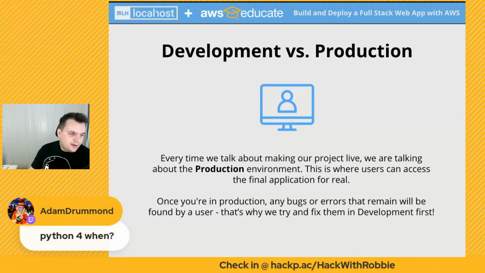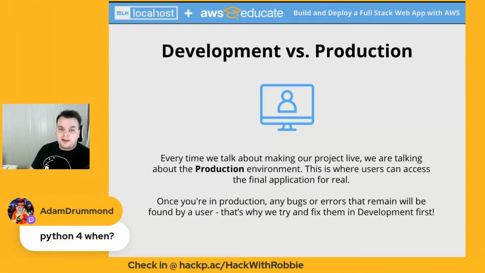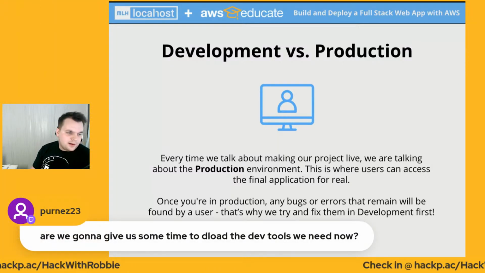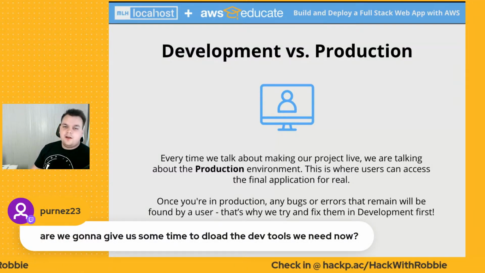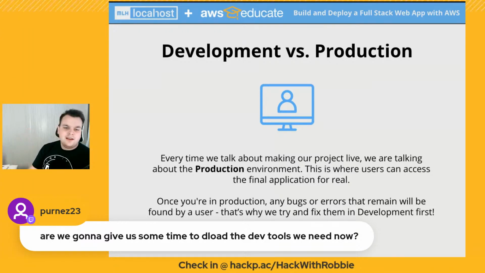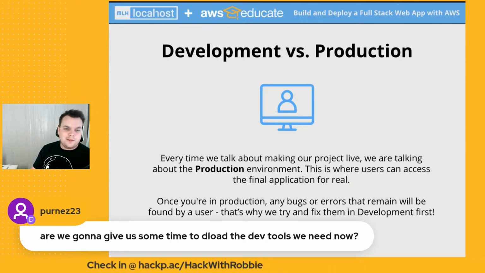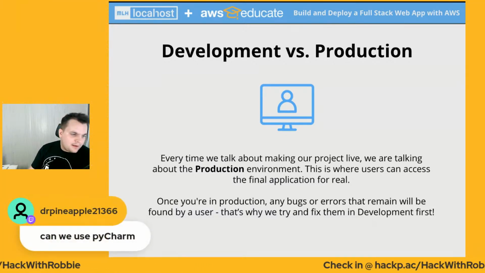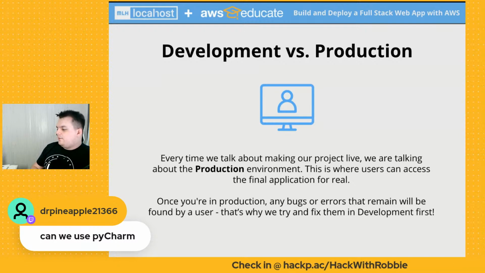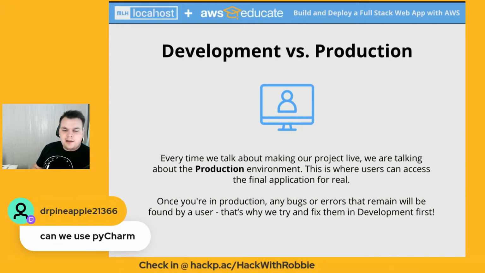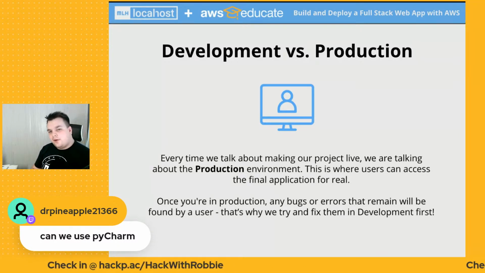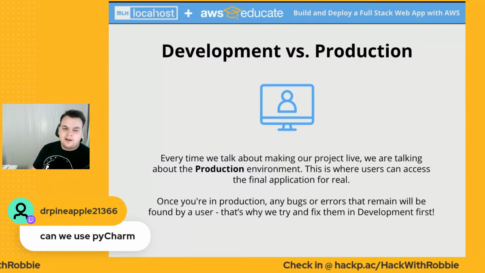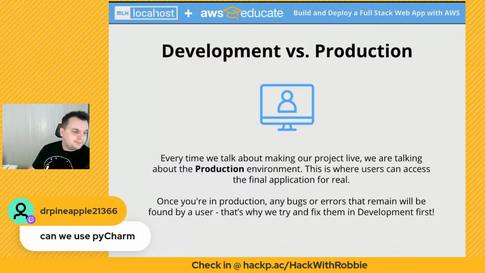Questions. Python for when? It's a great question, and you should find out the answer for homework. Are we going to give us some time to download the dev tools? Yes and no. I will be going through at a set speed. If you're fast enough, you can download in that time. If not, that's totally fine as well. The slides are available. Can we use PyCharm? You can use PyCharm. We're not actually going to do a huge amount of coding in this session. It's a bit more of a DevOps focus. So rather than building the application, we're focusing more on deploying it. But if you want to use PyCharm, absolutely go for it.